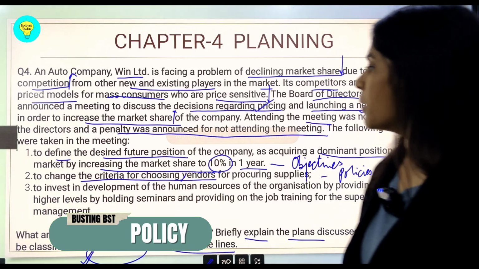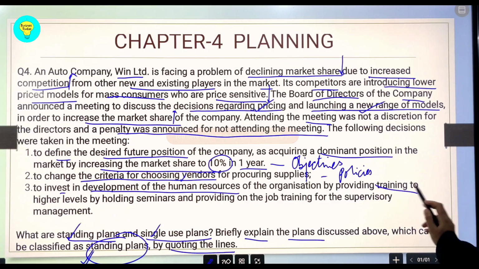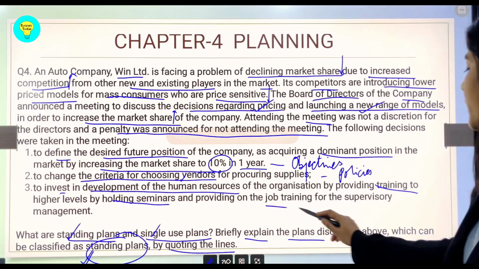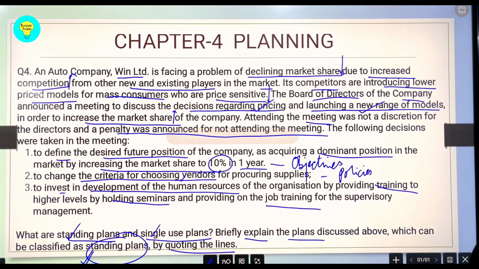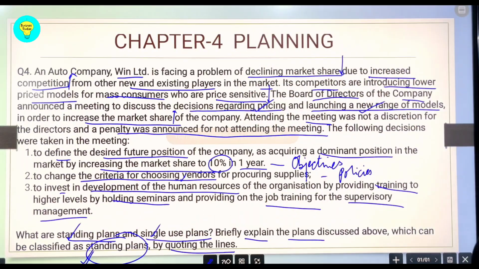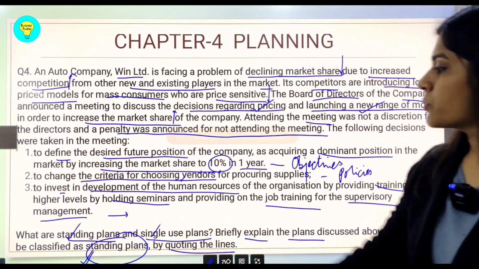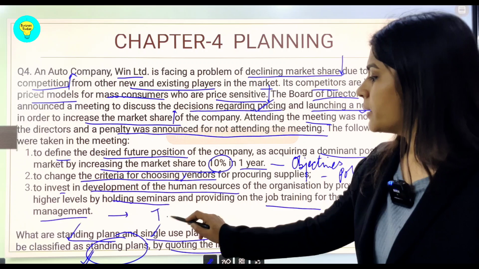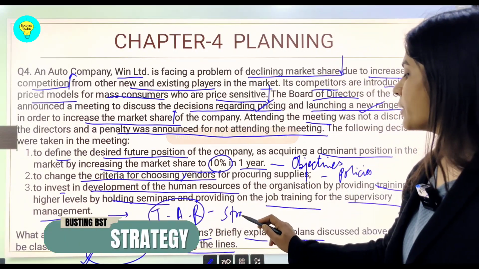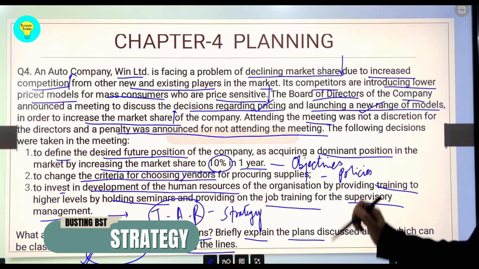And the third point talks about investing in the development of human resource of the organization by providing trainings at various levels, by holding seminars and providing job trainings on supervisory management. So, for the first line managers, they are trying to provide some trainings through seminars. So, this is a clear-cut indication that the organization is working on a long time format by taking actions and allocating resources under the type of plan called strategy. So, all these things you need to talk about in this question, students.